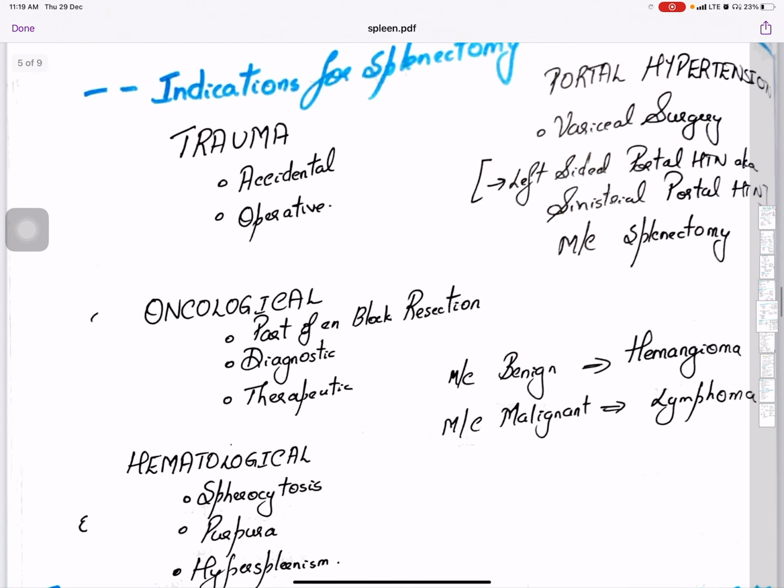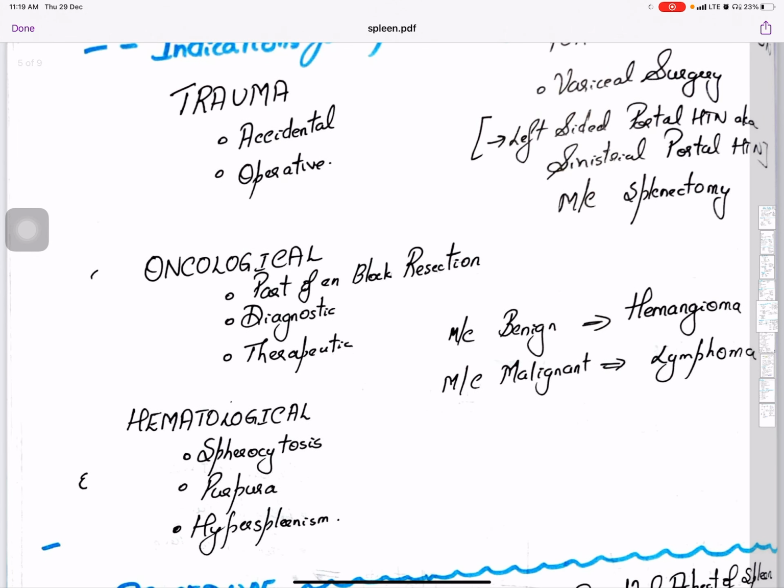I would definitely want to mention one more thing here: in case of variceal surgeries. Also seen in Felty syndrome: splenomegaly, neutropenia, and rheumatoid arthritis. After splenectomy, leg ulcers heal quickly, and neutropenia also improves. Okay, indications these are.